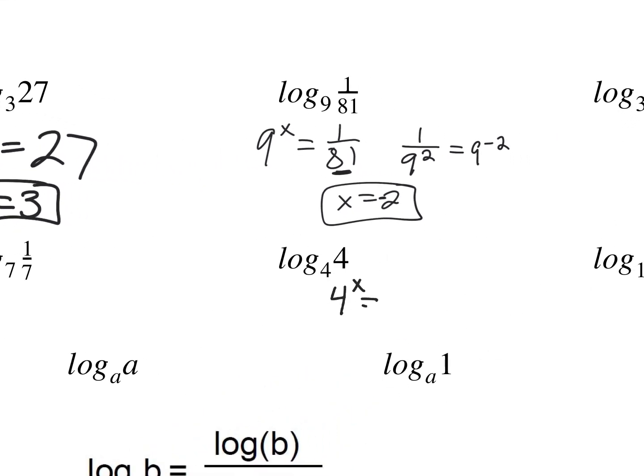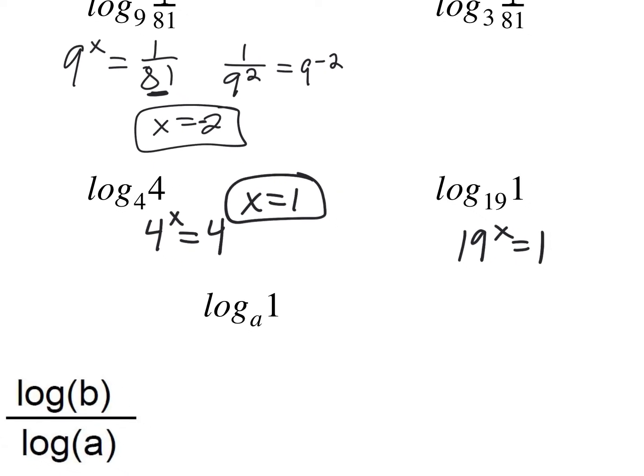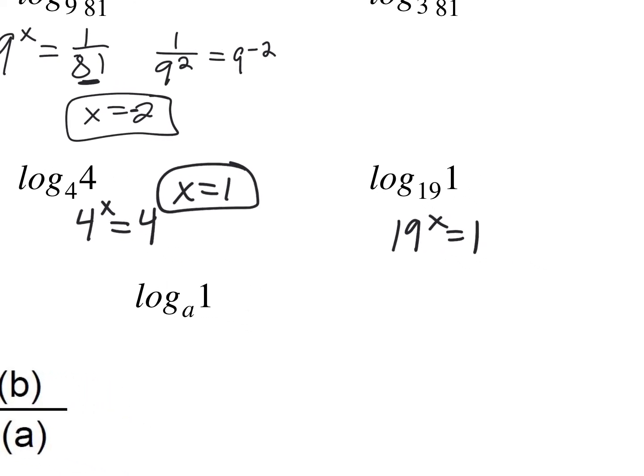Another one of those rules is right here. 4 to what power equals 4? Anything to what power equals itself? 1. So x is going to be 1. Anything to the first power is going to equal itself. Okay, here's one more of those rules. 19 to what power equals 1? Anything to what power equals 1? Not itself. That's going to be a pretty big number, 19 to the 19th. 0. Yep, anything to the 0 power equals 1.